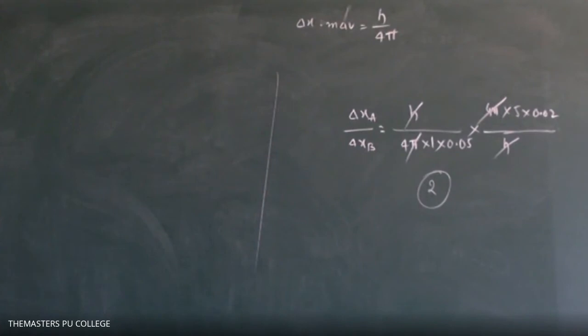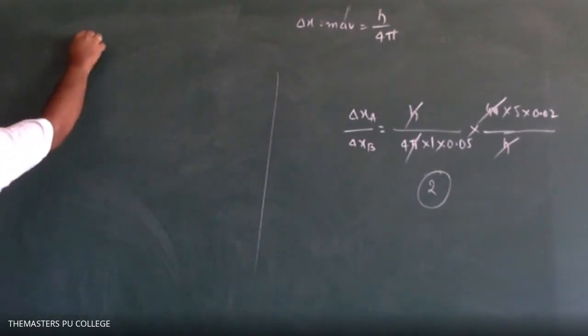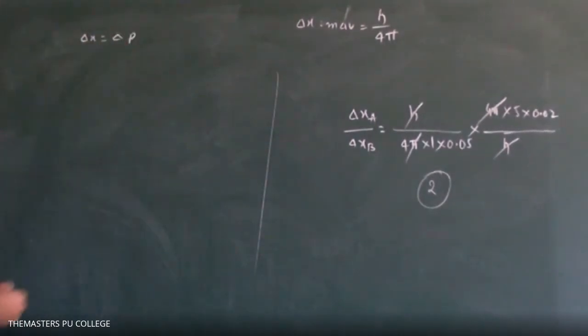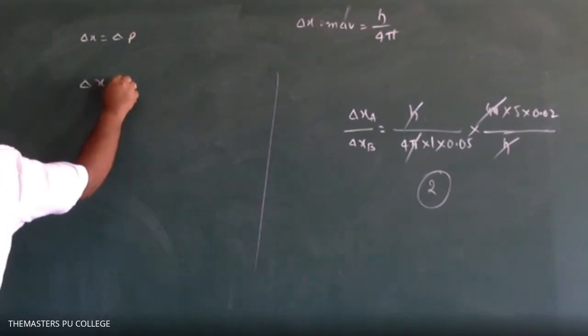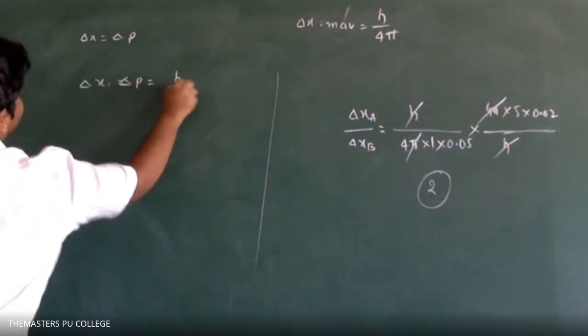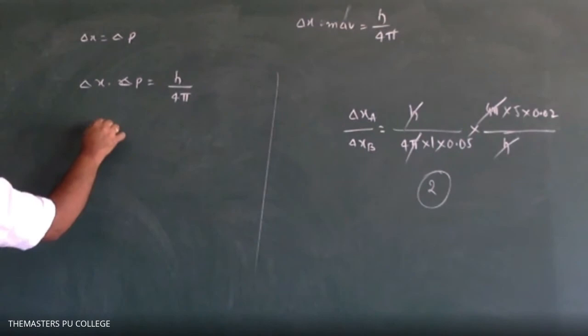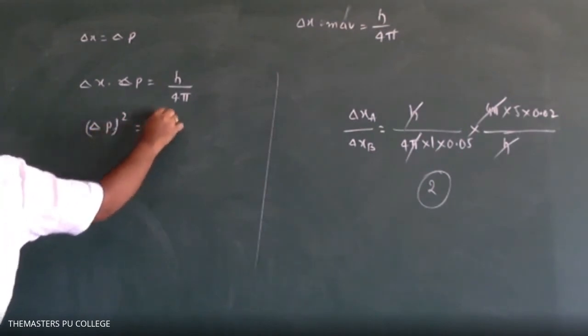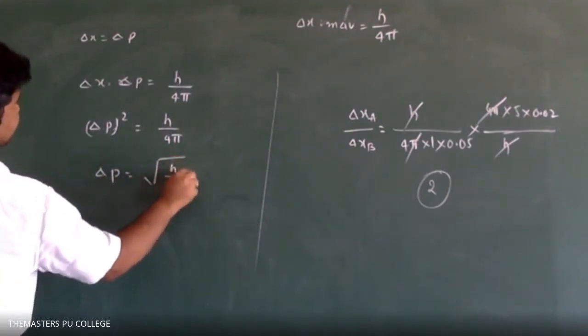Next, 61 is important, very simple. We already did this type of problem. If uncertainty in position and momentum are equal, delta x is equal to delta p. The formula is delta x delta p is equal to h by 4 pi. So delta x is considered as delta p. Delta p square is h by 4 pi. Delta p is equal to root of h by 4 pi.